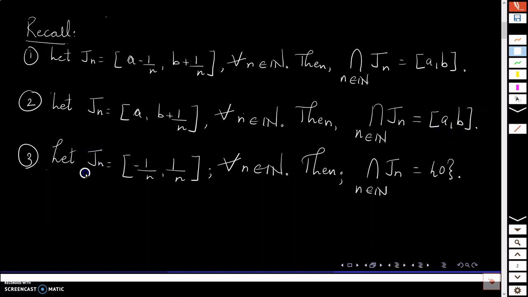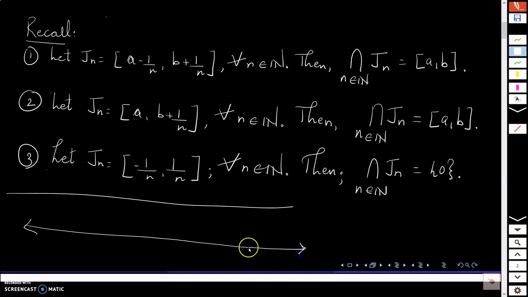And one more was Jn, which was defined to be the closed interval minus 1 by n and 1 by n for each n, and then the intersection of Jn turns out to be the singleton zero set. Now, what is the similarity between the intervals Jn that I'm taking in all these three exercises? So let's analyze that.